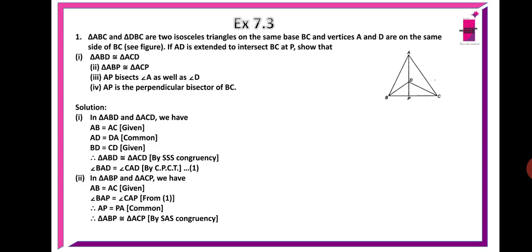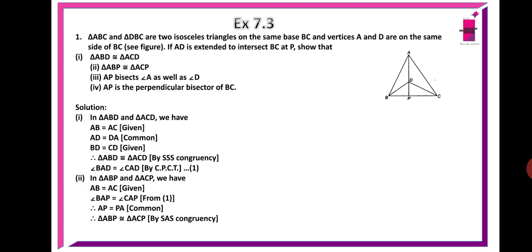Solution for the first one. In triangle ABD and triangle ACD, we have AB equal to AC, given; AD equal to DA, common side; and BD equal to CD, that is also given. Therefore, triangle ABD is congruent to triangle ACD by SSS congruency rule. Therefore, angle BAD equal to angle CAD by CPCT. We are taking this as equation 1. So we have proved the first part of the first problem.